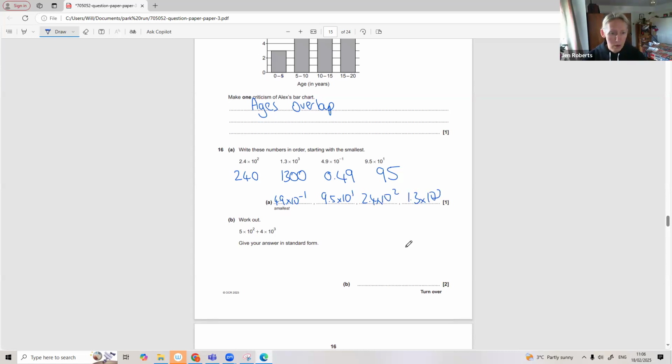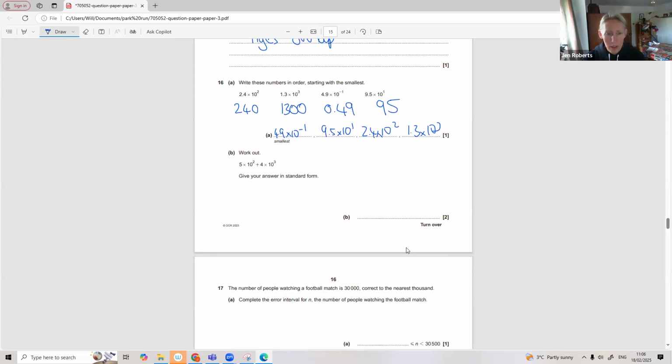Work this out, give your answer in standard form. 5 times 10 squared is 500. 4 times 10 cubed is 4,000. Add them together to get 4,500. Convert it into standard form. So the first number needs to be between 1 and 10, which is 4.5. And times 10 cubed, because you go times 10, 10, 10, would give you this answer.